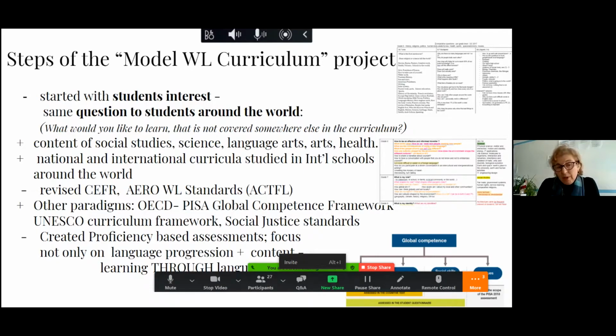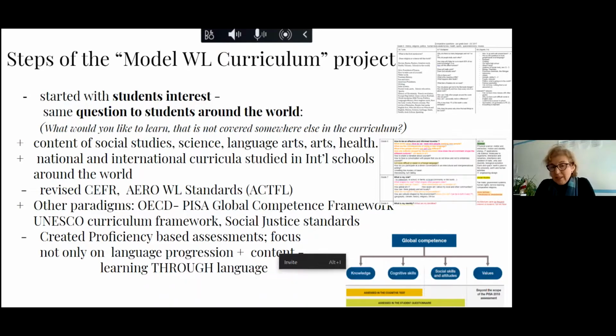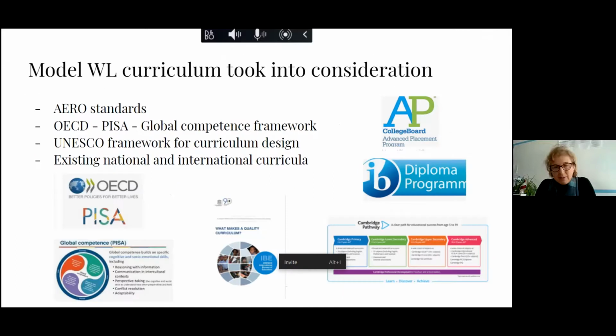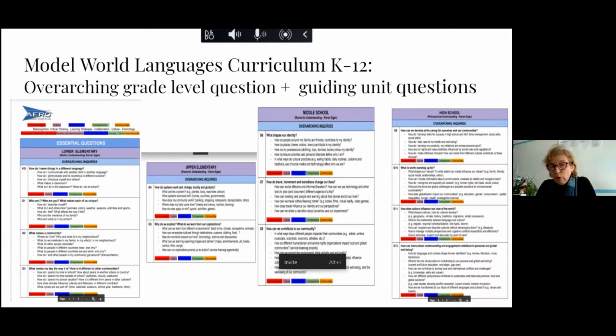Okay, so the focus is not only on the language progression and communication, but also on the progression in content and learning through language. Again, some of the frameworks that were considered. Later today, we're going to talk about our overall model curriculum. We will talk about overarching grade level questions. We will talk about guiding unit questions, 5 units for each grade level.